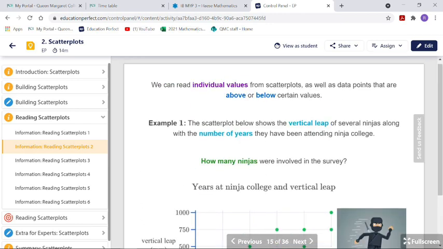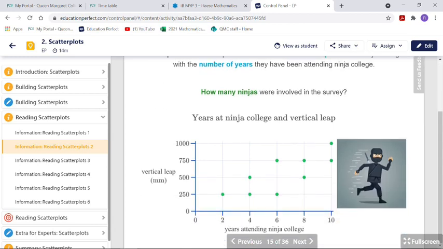So here we go. The scatterplot below shows the vertical leap of several ninjas along with the number of years they've been attending ninja college. The years they attended is at the bottom, and how high they can leap is on the side. The reason they put the years attended at the bottom is because the longer you practice, the higher you should be able to leap, right? So the longer you're in school, the higher you should be able to leap. So let's look at a few of these dots, and we're going to talk about what they mean.